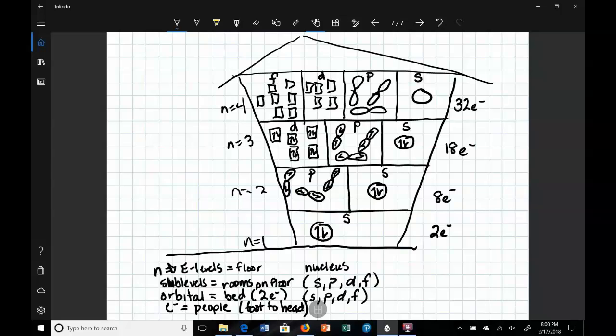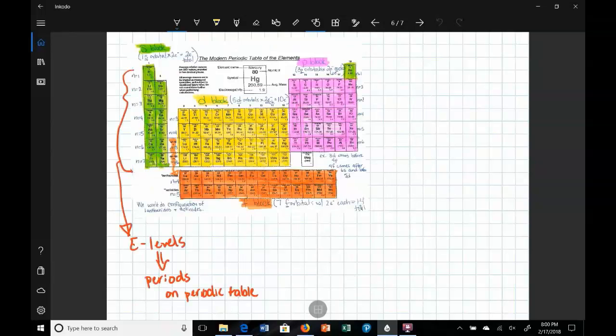Let's think about these sublevels, and let's write out a plan based on what we were looking at on our periodic table. Let's make a table, and we're going to look at the energy level. We're going to look at the sublevel. We're going to look at the orbital, and we're going to look at the number of electrons.